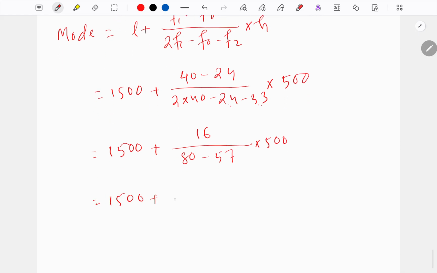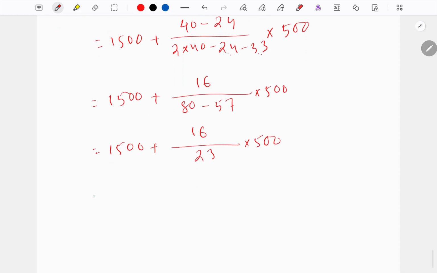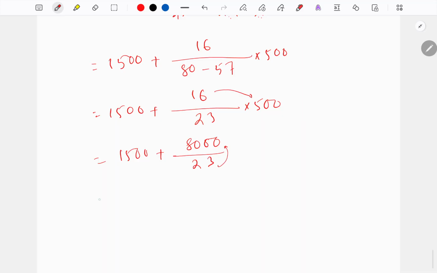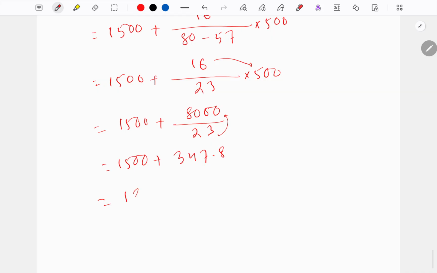Next, 1500 plus 16. 80 minus 57 means 23, into 500. Now 1500 plus, you multiply these two, 16 into 500, 16 into 5, 8000 divided by 23. Now divide this 8000 by 23. So 1500 plus, if you divide this 8000 by 23, then you will get 347.8. So the final answer is 1847.8. So this is the mode.